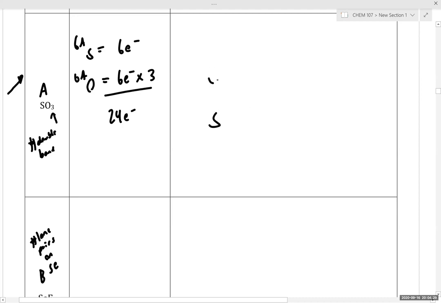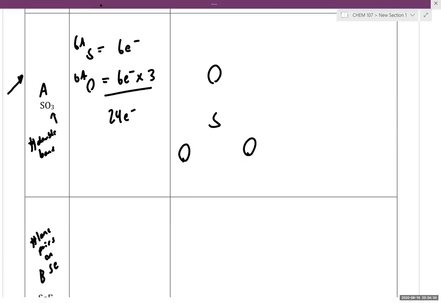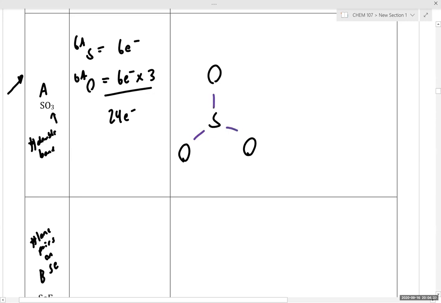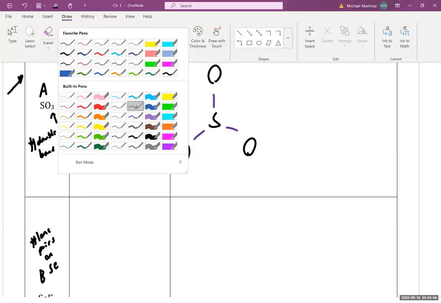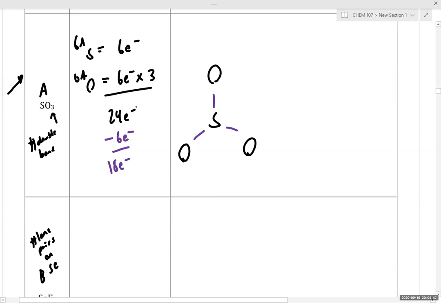We surround it with 3 oxygens. Then and only then we form 1 bond each. We use up 6 electrons. We have 18 electrons remaining. Now, where do we place our 18 electrons? Where do we put our lone pairs first? Oxygen, yep. 2, 4, 6, 8, 10, 12, 14, 16, 18. We have 0 electrons remaining.